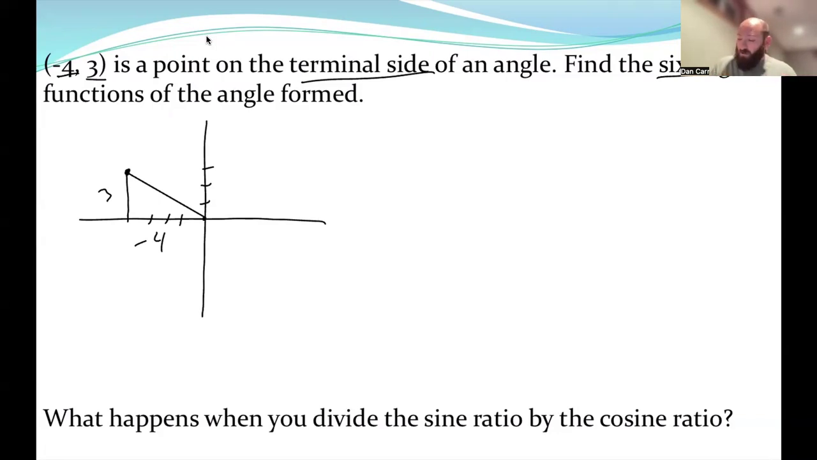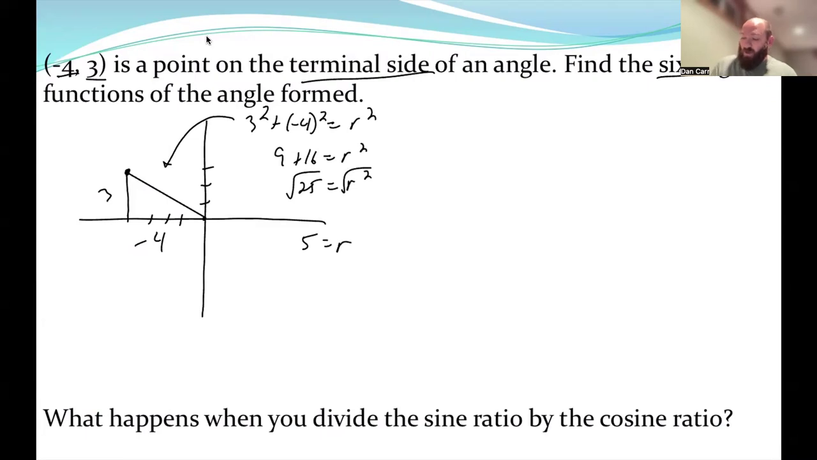hypotenuse. So when I look at this side here, that's going to be 3 squared plus -4 squared is equal to r squared. We'll call it r. So when I do that one, I got 9 plus 16 equals r squared. 25 equals r squared, and then I square root it to get 5 for r. So we got 5 there. So now I have enough to do all of my different trig ratios.